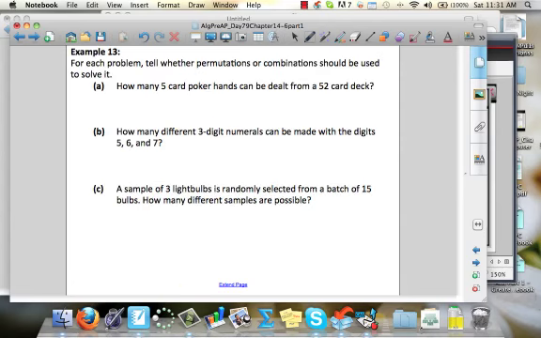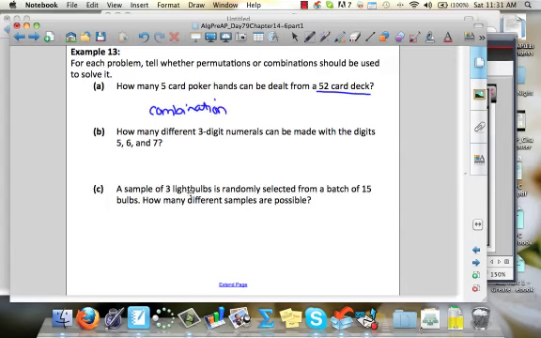So for this example, we're going to tell whether a permutation or combination should be used to solve it. How many 5-card poker hands can be dealt from a 52-card deck? Well, let's think about this. When we deal out cards in poker, we just go around the table and everyone gets cards and they don't look at them until they're done. So it really doesn't matter which order you get the cards in. When you look at them, it doesn't matter. So this is a combination.